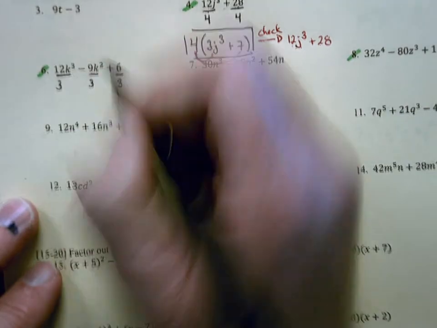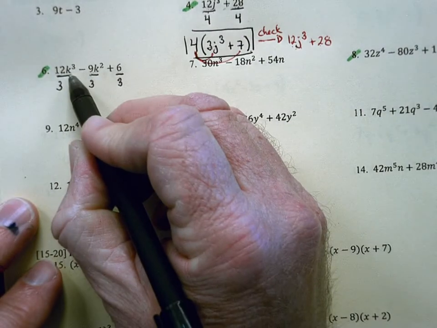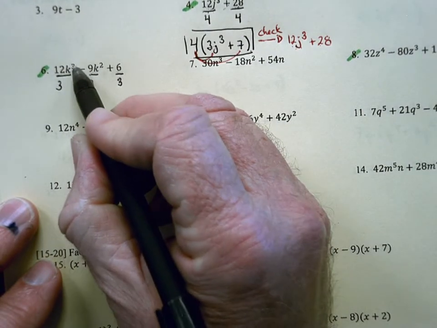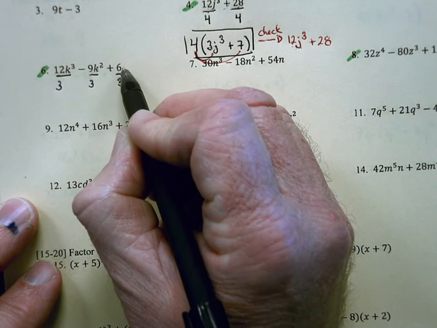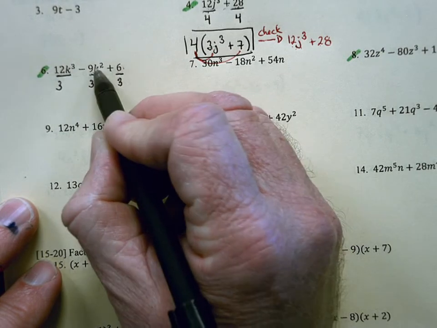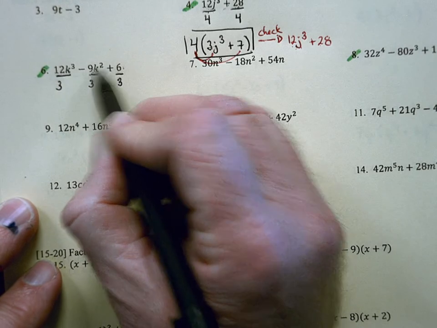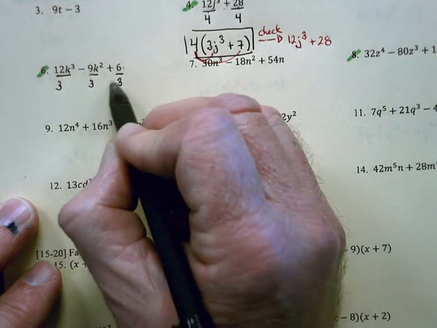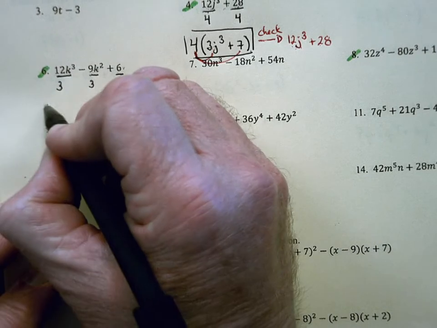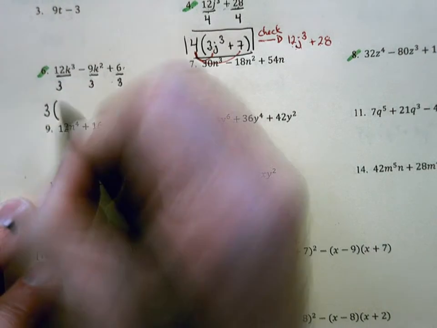Then let's look at the variables, the letters. We have a k here. We actually have 3 k's. We have 2 k's here, but we don't have any k's here, so that means all 3 of the terms don't share a common k, so my only common factor is 3. That's my greatest common factor. Okay, then, so that's my first factor.